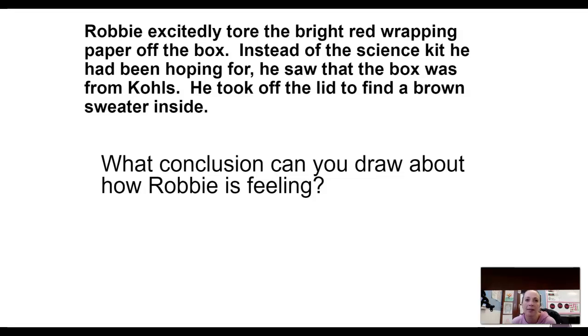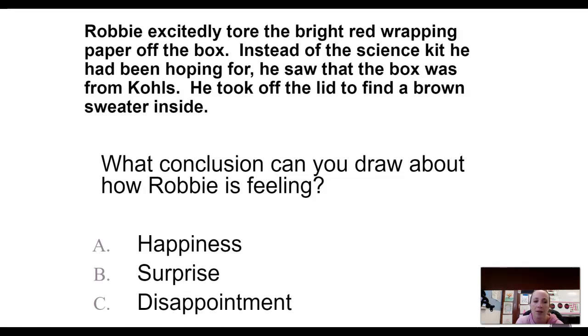So it says Robbie excitedly tore the bright red wrapping paper off the box. Instead of the science kit he had been hoping for, he saw that the box was from Kohl's. He took the lid off to find a brown sweater inside. So after reading that, how do you think Robbie feels? What are some clues that we can use to determine that? Well, here's our answer. A, happiness, B, surprise, or C, disappointment. Which one of those things do you think he's feeling?